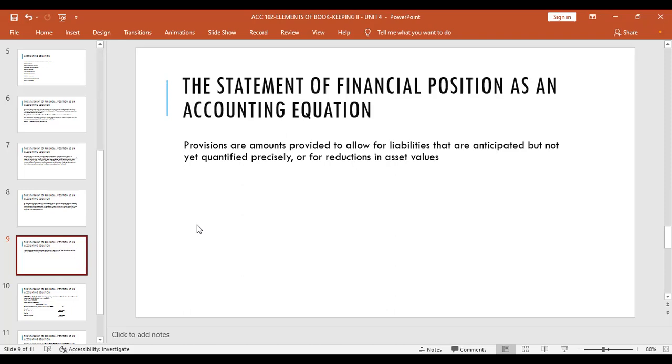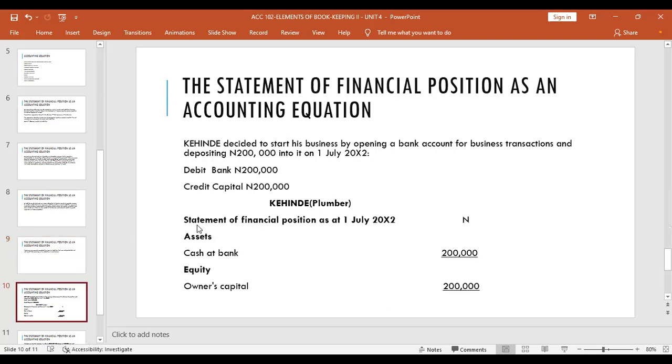We are very sure that there's going to be an outflow, but we are not sure of the time, or we are not sure of the exact amount. So we make financial provision. All right.